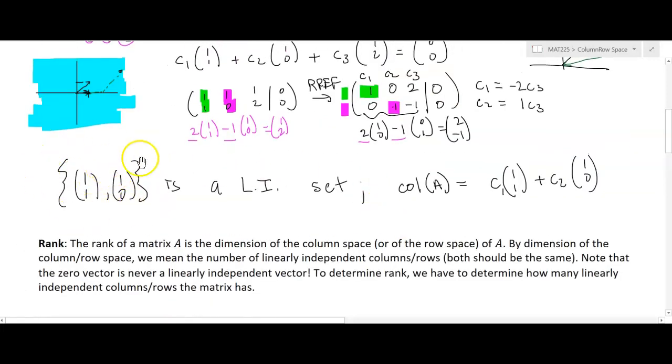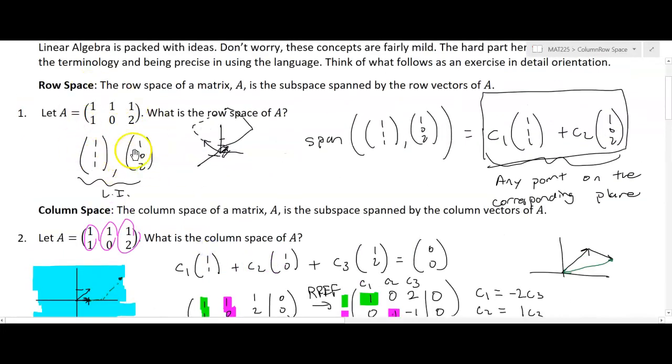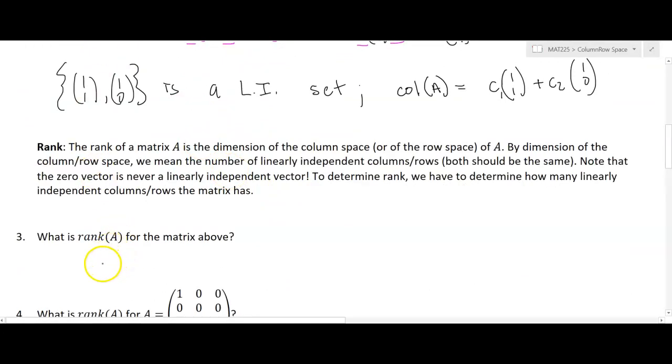Here we have two linearly independent vectors in the column space. Here we have two linearly independent vectors in the row space. So the dimension of, or rather the rank of matrix A from above, the rank of A is going to equal 2, since again there are two linearly independent vectors in the row space and two linearly independent vectors in the column space. So to determine rank, we have to determine how many linearly independent columns/rows the matrix has.